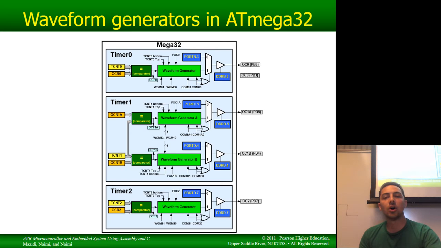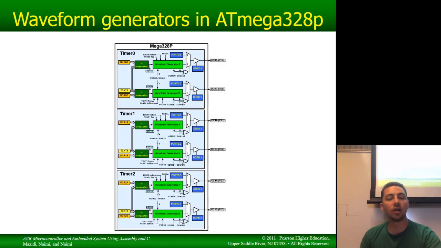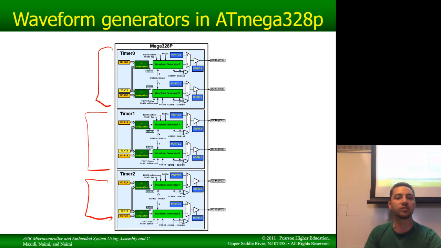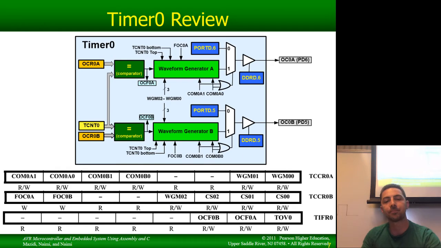Now, this is all of the units inside the ATmega32 and all of the ones inside the 328P. It's very difficult to see because each of these takes up about 1/3 of the page. So let's just look at timer 0 all on its own. You'll notice in the 328P, it's identical. It's the same pieces every time. So here it is, timer 0 in review.